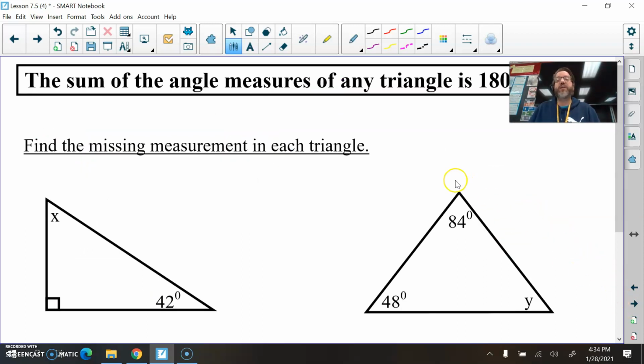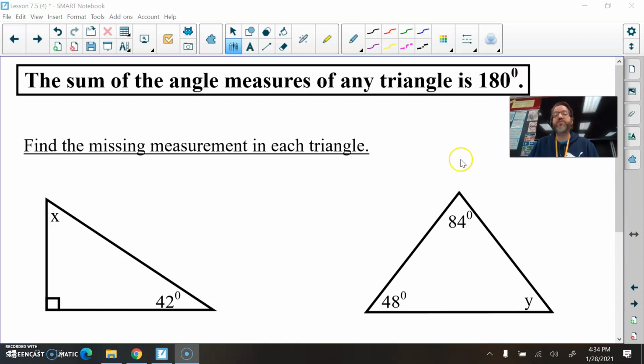All right, now the other key piece of information we need to discuss today, and you might even already know this too. The sum of the angle measures of all triangles is 180 degrees. Sum is what you get when you add, right? If you add up all the angle measures in a triangle, it always totals 180 degrees. This angle plus this angle plus this angle must equal 180 degrees. That's true. No matter what type of triangle you have, it's always the case.